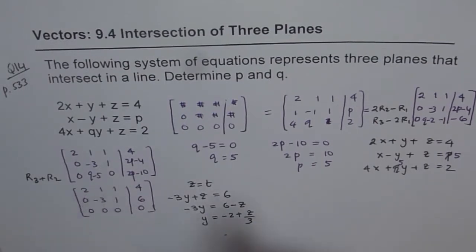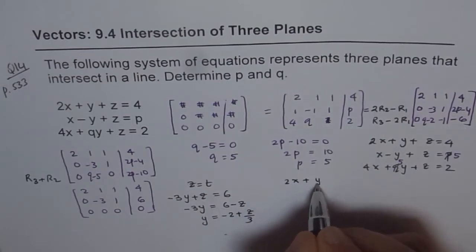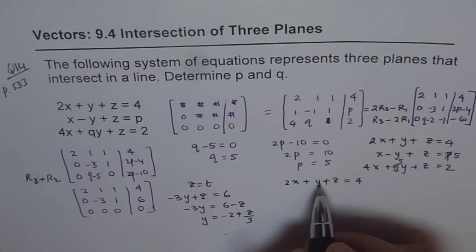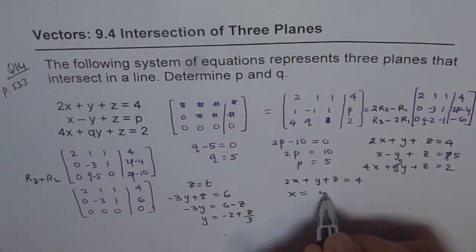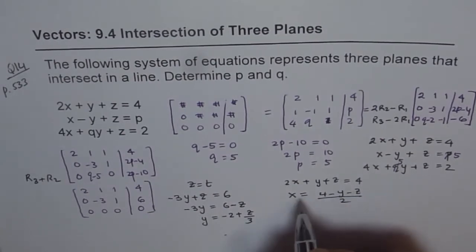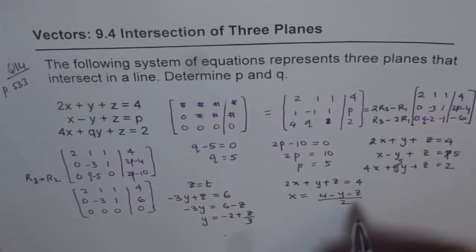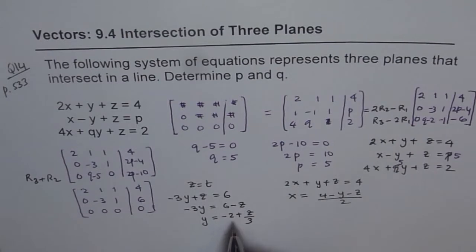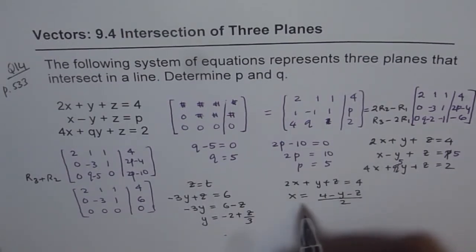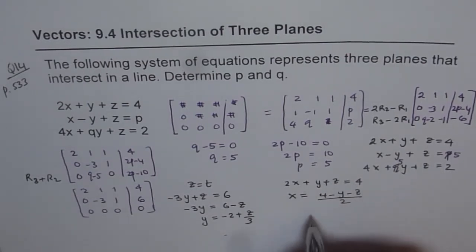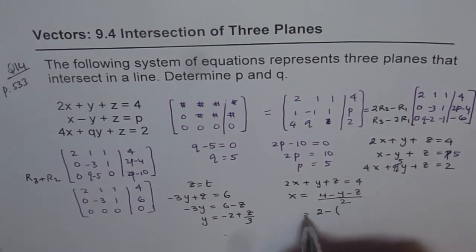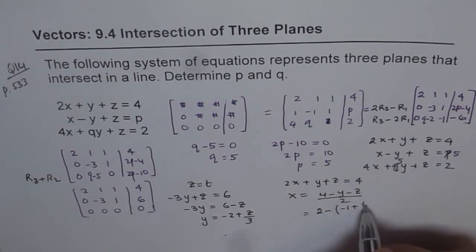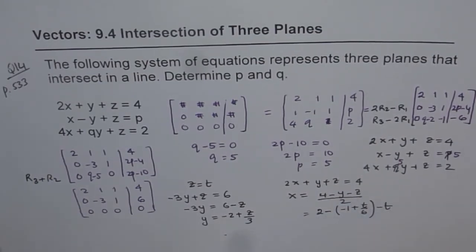Similarly, we can find the value of x also. So in terms of parameter, we'll put z as t at the end. So 2x plus y plus z equals to 4. And now we'll plug in all the values. We have x equals to 4 minus y minus z divided by 2, right? So that is the x value. Now what we will do is we'll write all the values. Z is t and y is equal to minus 2 plus t over 3, and the x value will be equal to 4 divided by 2, which is 2, minus half of y. So half of this will be minus 1 plus t over 6, minus t. So that is the value of x.